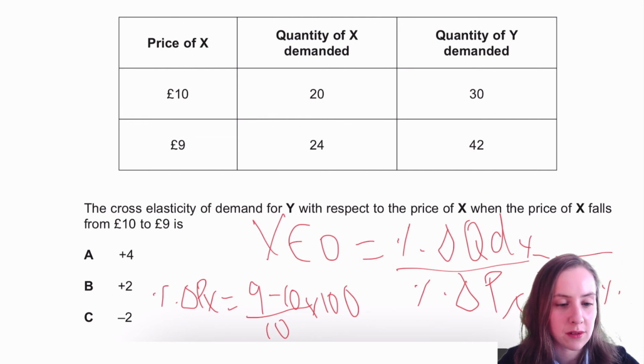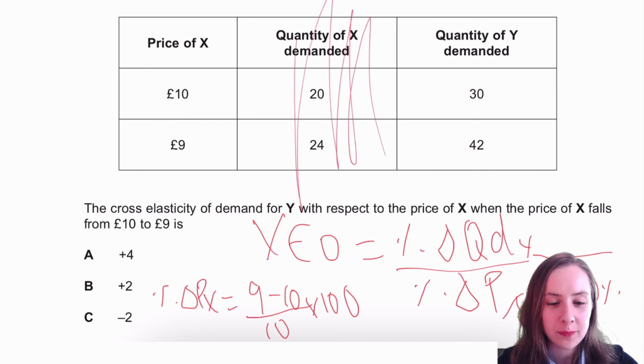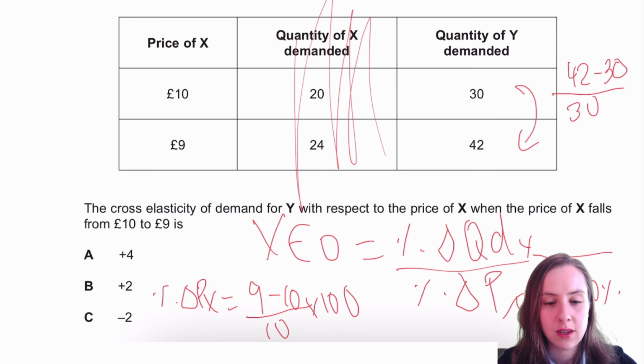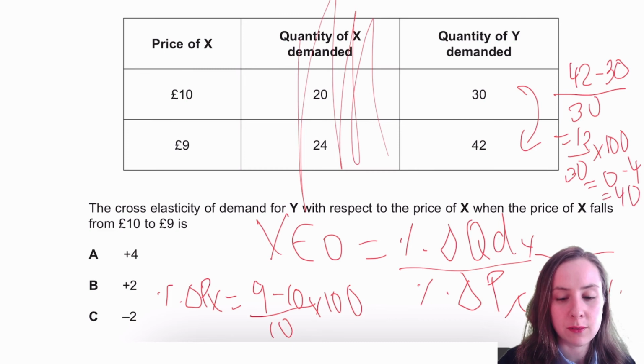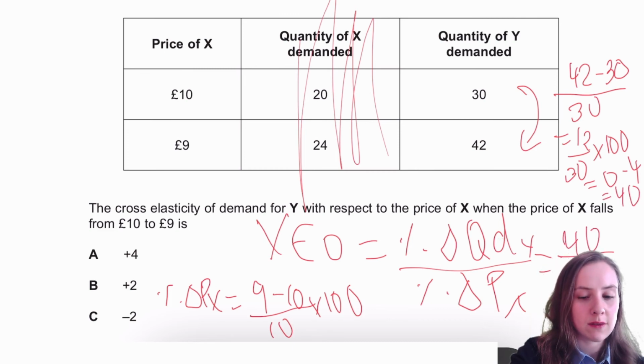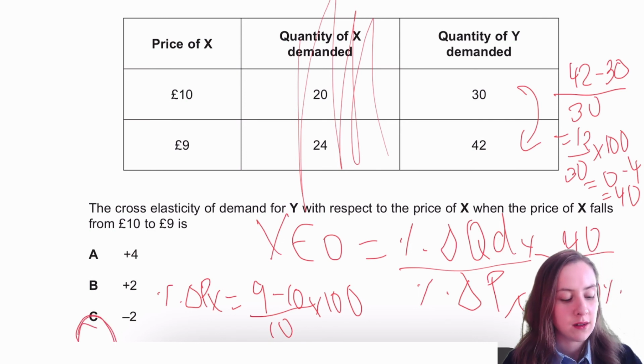Uh-oh, and then we've got a table here. What's changed to the demand of Y? The new one is 42, the old one is 30. Divide that by 30. I feel like I've made a mistake. Seems fine. Yeah. Equals 12 over 30 times by 100. Got my calculator. 12 over 30 is 0.4. Times by 100 is 40. So we're doing 40 divided by minus 10. Gives me a minus 4.